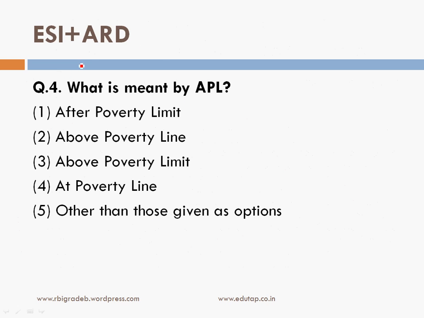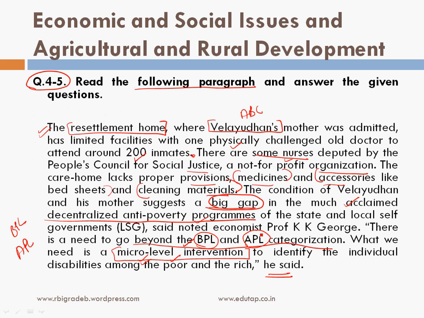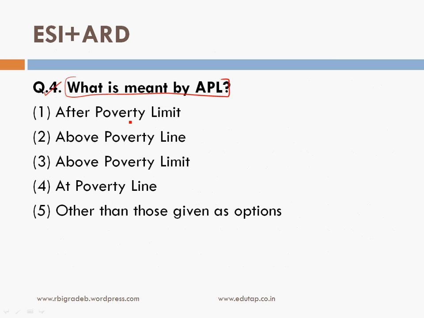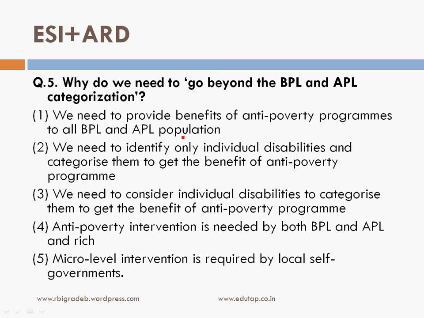Let's see the question. Now the first question is, what is meant by APL? Again, the answer to this question is not to be found here. Although the term APL has been used, nothing in the passage says what APL stands for. So you have to bank upon your knowledge of economics and social issues, the chapter on poverty, to answer this question. After poverty limit, no. Above poverty line, yes. Above poverty limit, no. At poverty line, no. Other than those, no. So the correct answer is above poverty line. And although this question is based on this passage, the answer is not to be found in the passage. Next question.